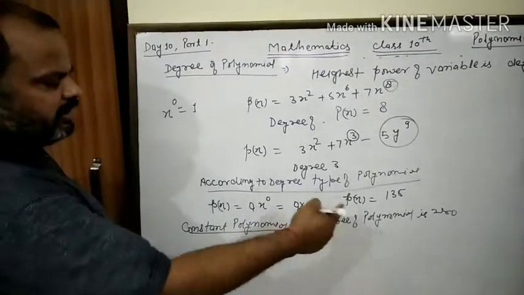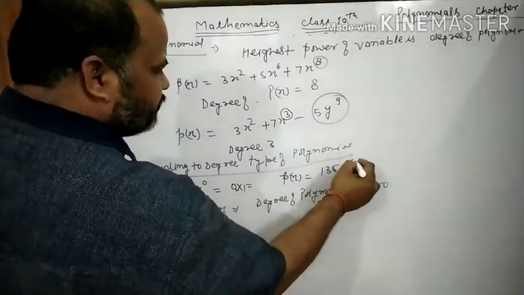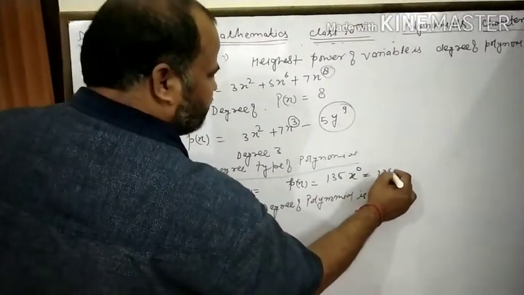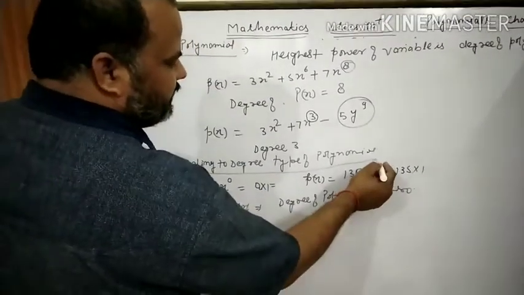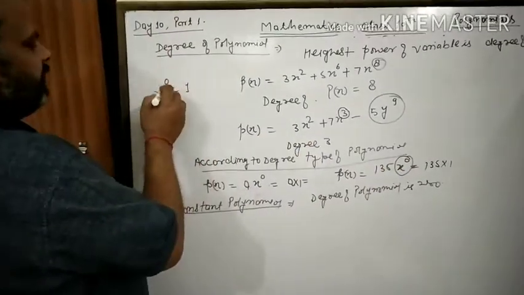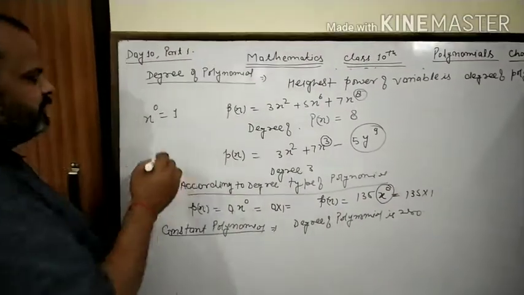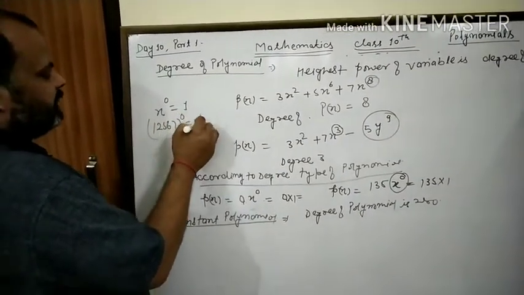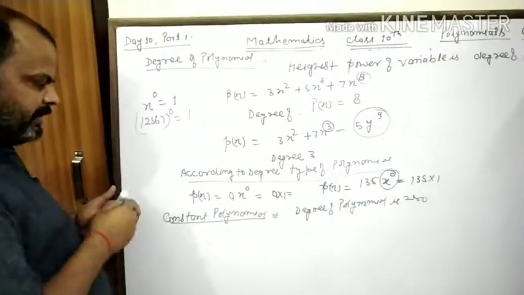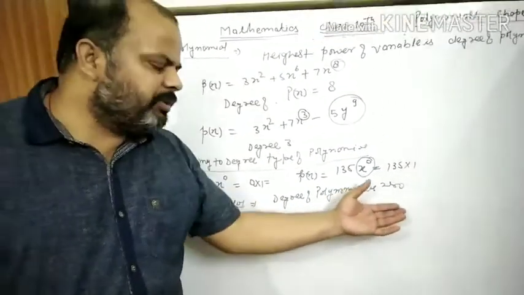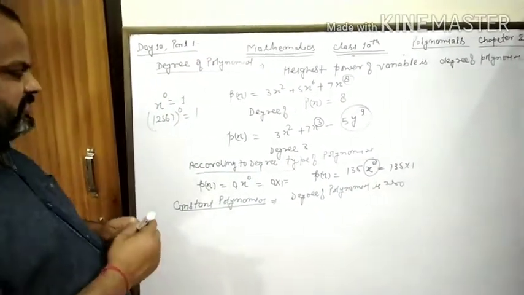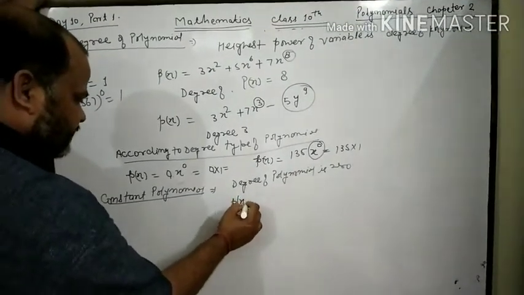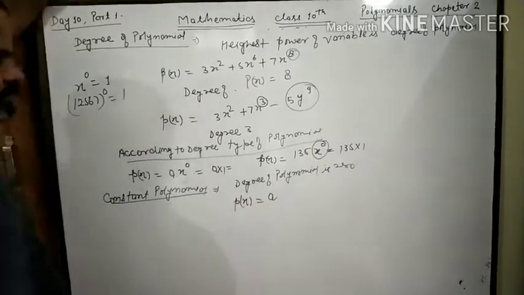That's why it is also written x to the power 0, 135 x to the power 0, or 135 into 1, because you know that if any value has the power 0, then its value is 1, like 1, 2, 5, 6, 7 to the power 0, their value is 1. That's why if the degree of the polynomial is 0, it is called the constant polynomial. Then the standard form of the constant polynomial is p(x) = a.